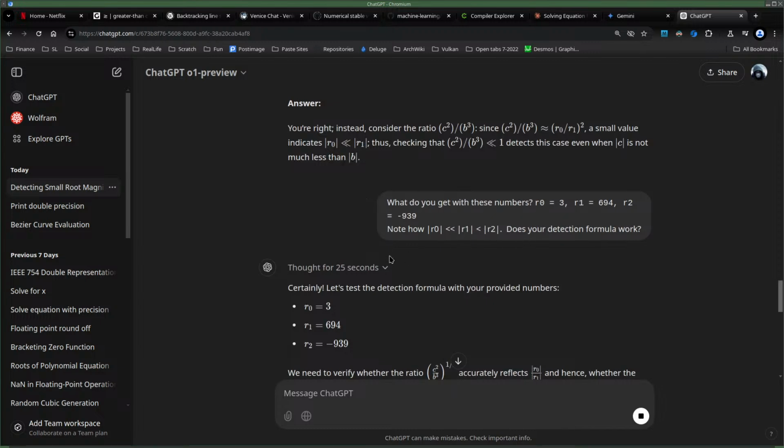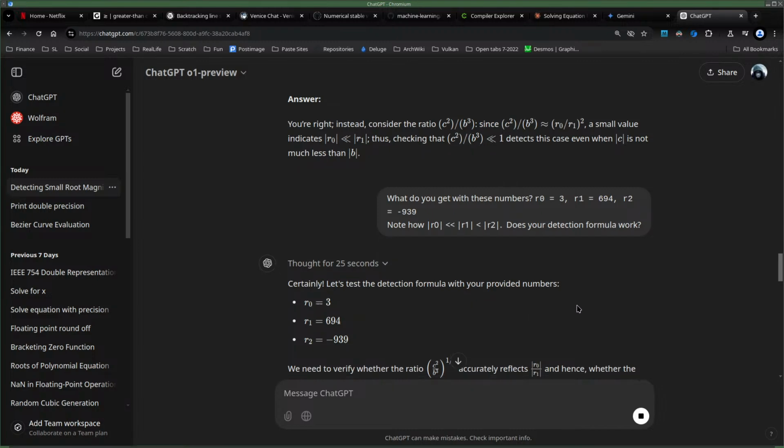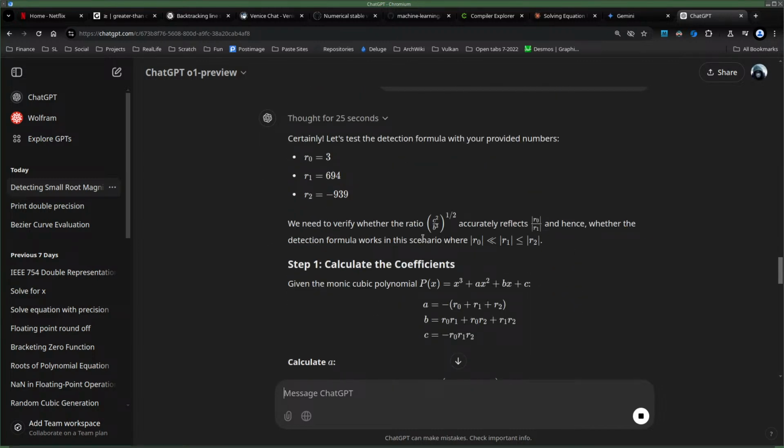Let's see. R0 is 3, R1 is 694, and R2 is minus 939. You need to verify the ratio actually reflects, and hence whether the detection formula works in this scenario. Calculate coefficients. A is minus that, B is that, C is that, correct.